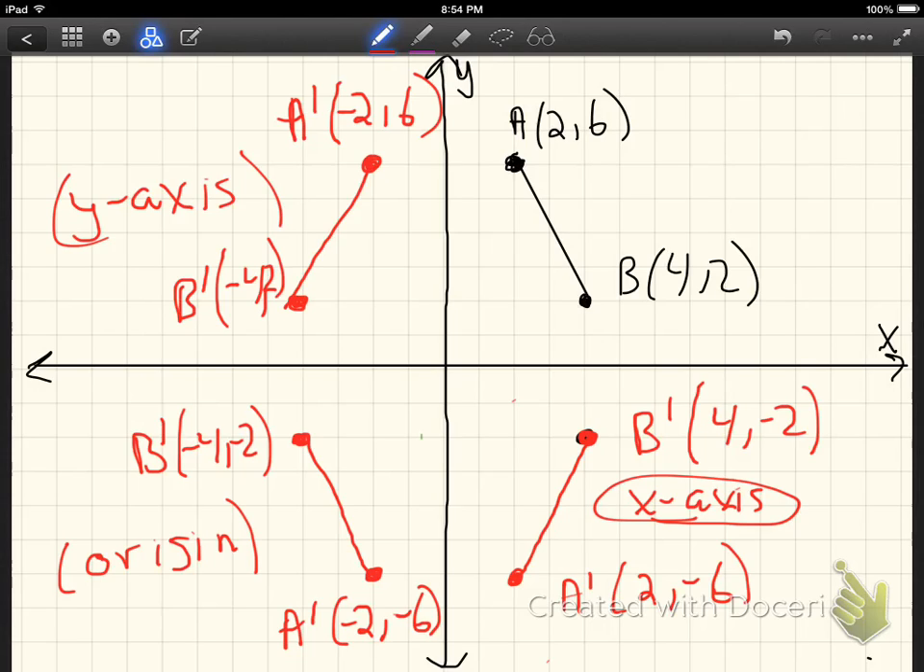Okay, I'm going to erase these, so if you want to jot them down, you got to pause me here. And then we will proceed and we'll reflect this guy about y = x.